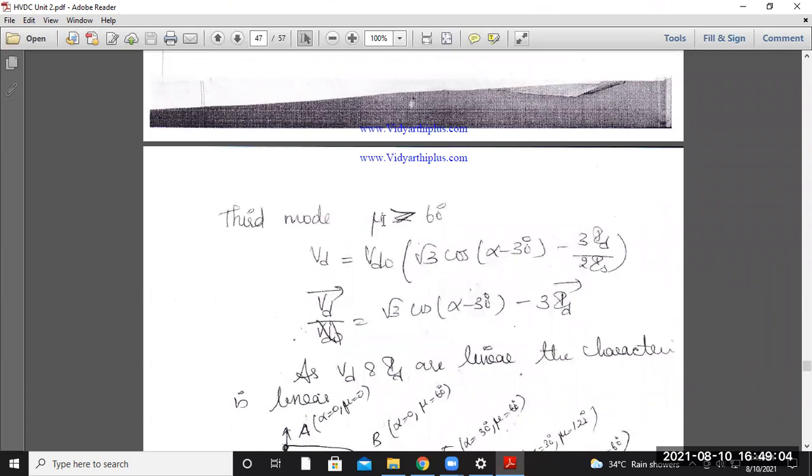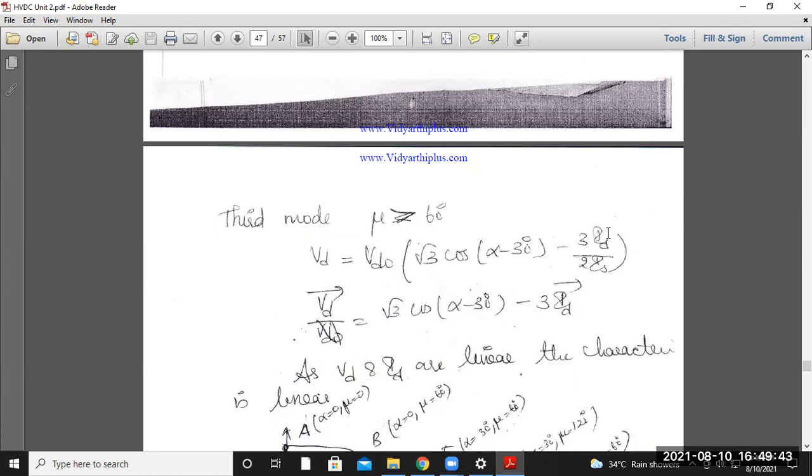Then in the similar case, when mu is greater than 60 degree, the voltage equation will become Vd equal to Vd naught within the bracket root 3 cos alpha minus 30 degree minus 3id divided by 2is. If you write the equation in the other format, you will get the Vd vector, that means Vd divided by Vd naught. As we have discussed, the Vd vector is the representation of Vd divided by Vd naught. So accumulatively, we can write Vd vector equal to root 3 cos alpha minus 30 degree minus 3 id vector.